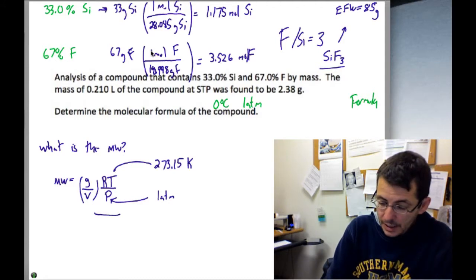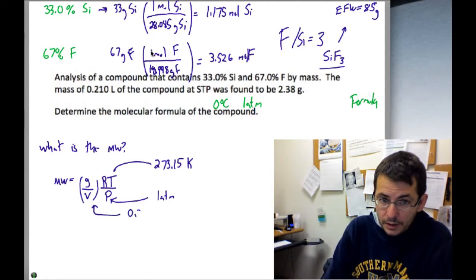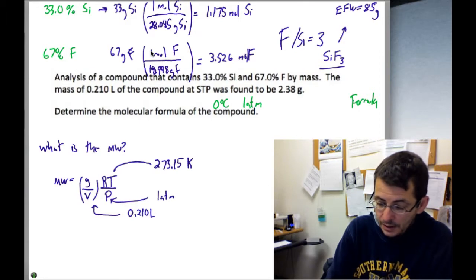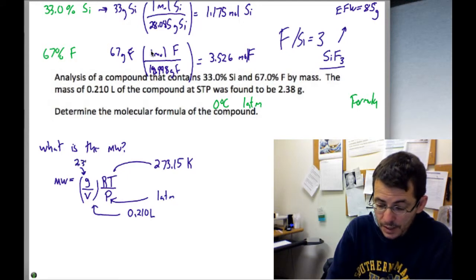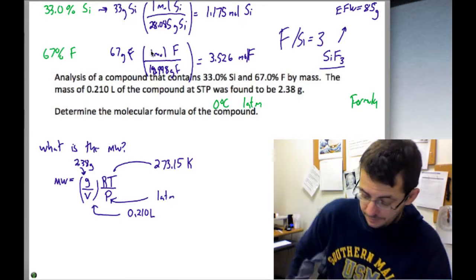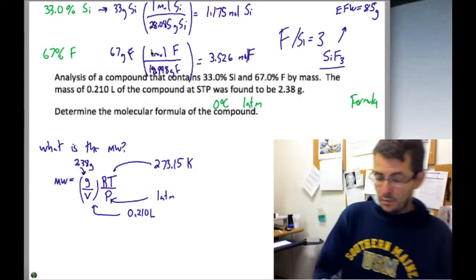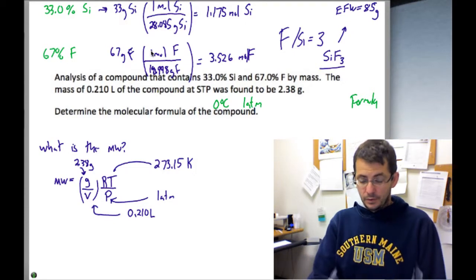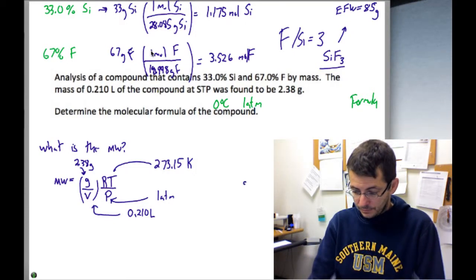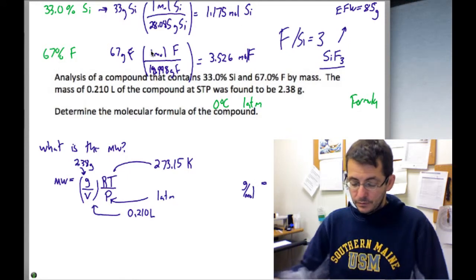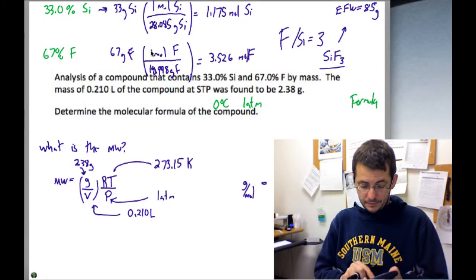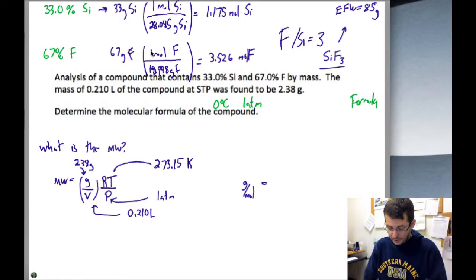Our volume is listed as 0.210 liters, and our mass was listed as 2.38 grams, leaving us just our gas constant. Let's figure out the units with grams per mole as our units out. Setting this up and calculating, we get a molecular weight of 254.